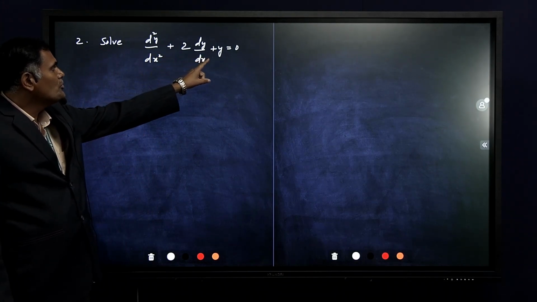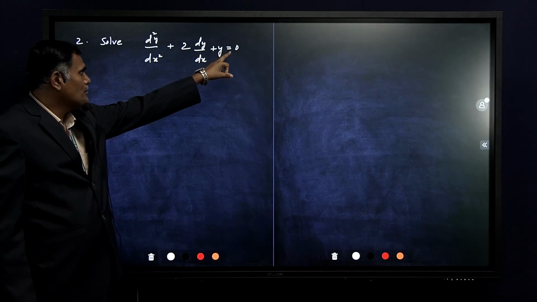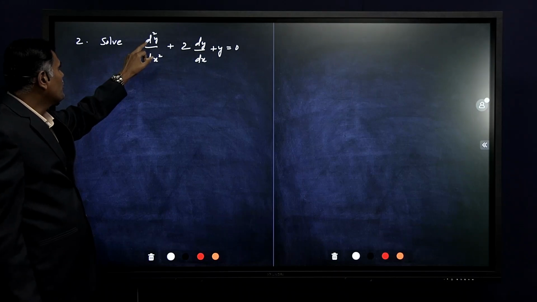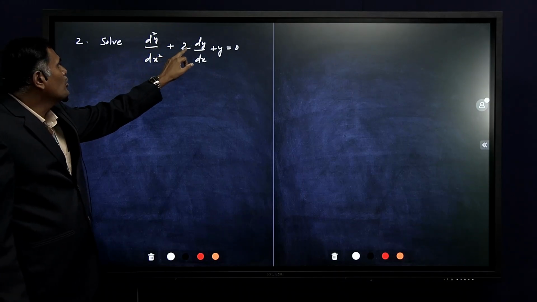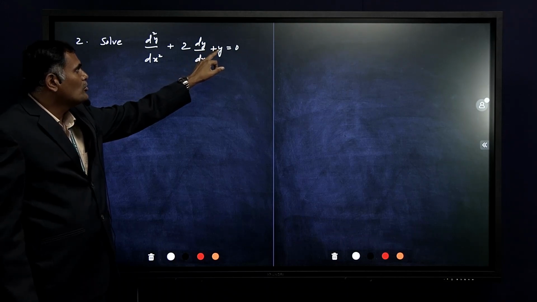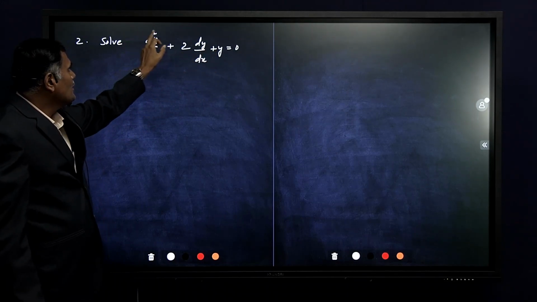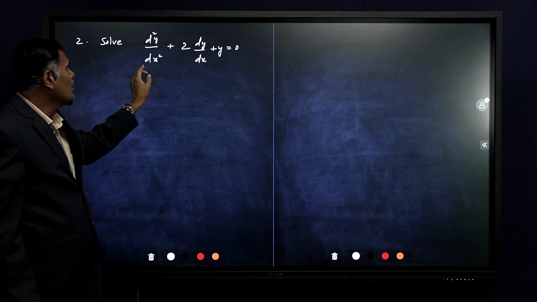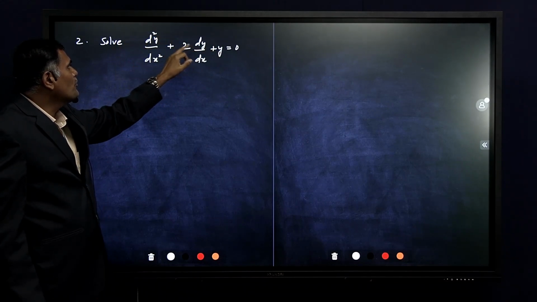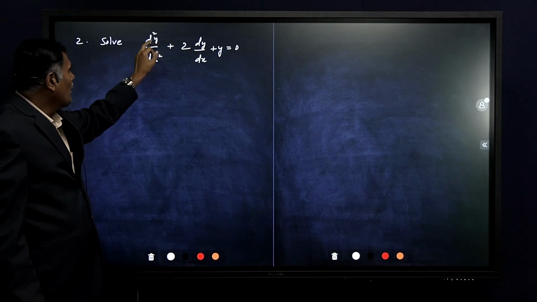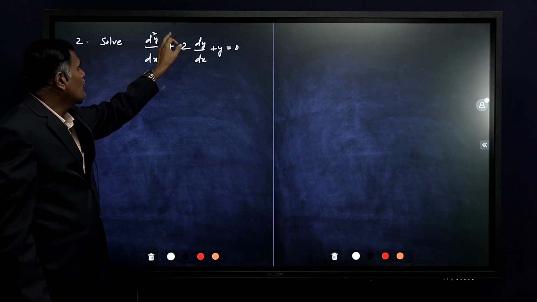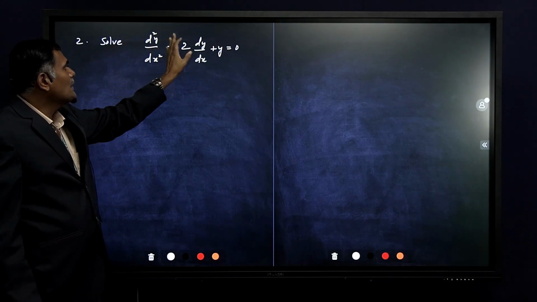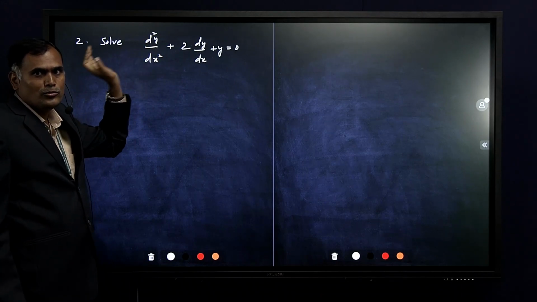Now clearly it is a homogeneous differential equation because the right hand part is 0. And it is a linear DE because the coefficient of d square y by dx square is 1, the coefficient of dy by dx is 2, and the coefficient of y is 1. So it is a linear DE with constant coefficients. Why am I saying it is linear DE? Because there is no product of the dependent variable and its derivatives, and clearly the derivatives are of degree 1 and the dependent variable is of degree 1. So it is a linear DE with constant coefficients and it is a homogeneous DE.